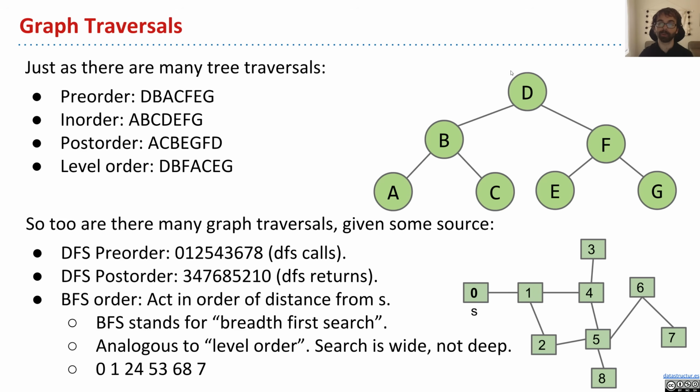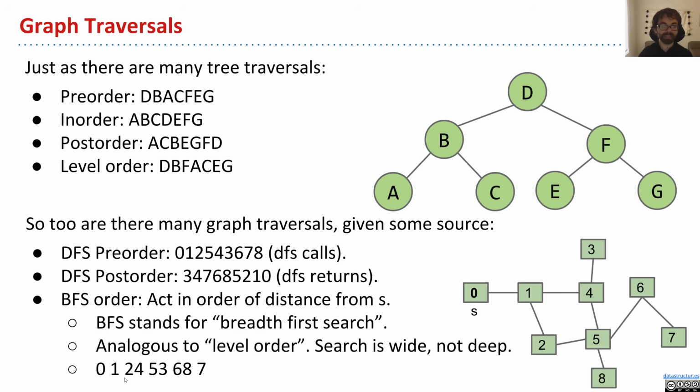So just as in level order, you start at the root and then look at its 2 children and then their children. Here, we would start at the source, 0. And then 1, which is distance 1 from the source. And then 2 and 4 are distance 2 from the source. And then 5 and 3 are distance 3 from the source, so they'll be next. Then 6 and 8, and then 7.